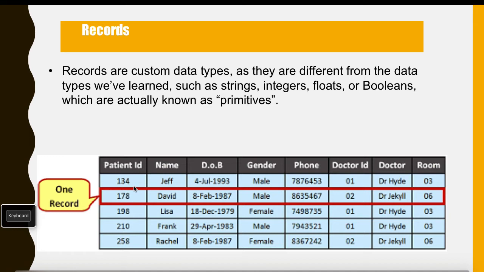And you can think about someone having a record with a hospital, so you can have your medical records, you can have a criminal record, you can have a student record. So a record basically stores multiple bits of data.